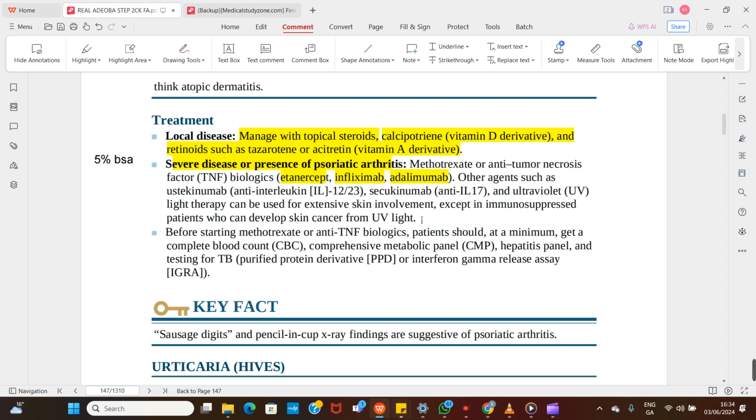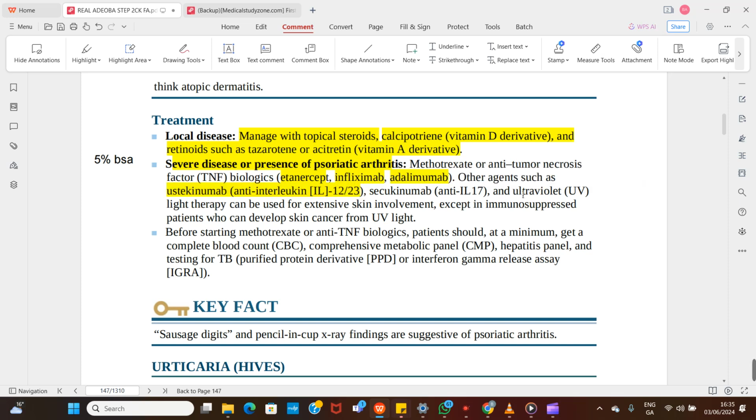You can use other agents too, like your ustekinumab. Most of the time, you won't be asked all these things, just academic stuff. So ustekinumab, which is anti-interleukin 12 and 23, and secukinumab, which is anti-interleukin 17. They play a role in the inflammatory response to psoriasis. So anti-interleukin 17 is secukinumab, and anti-interleukin 12 and 23 is ustekinumab, right?